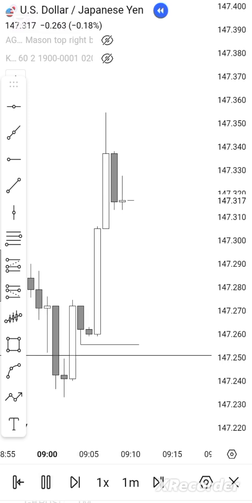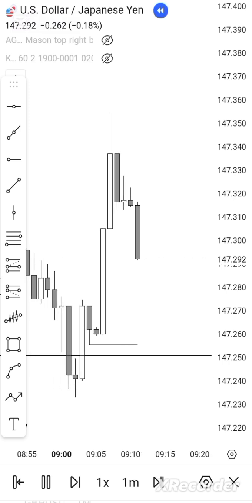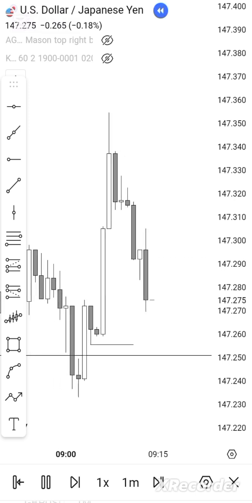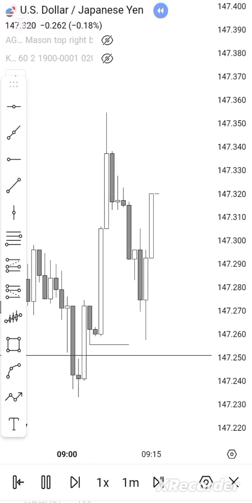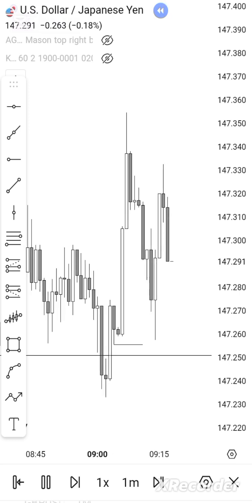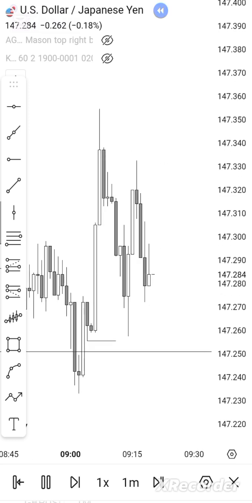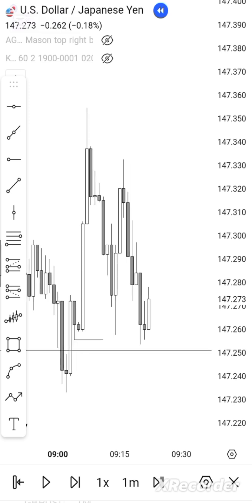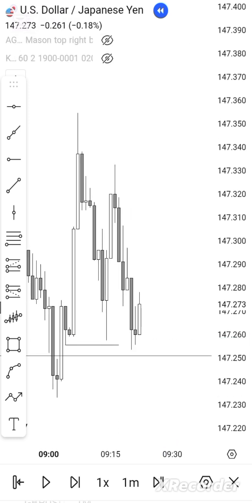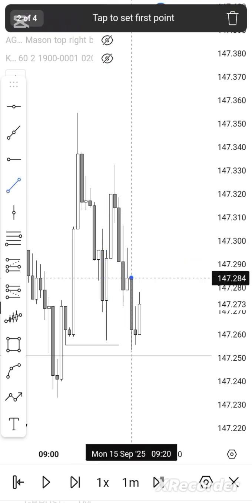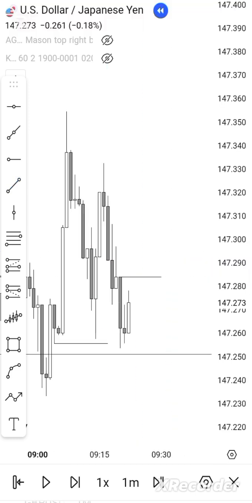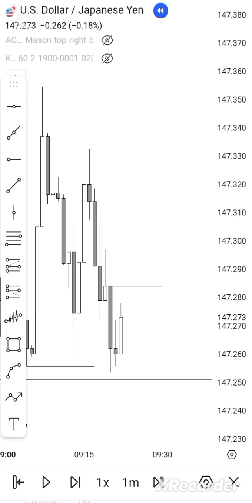Now let's see what price will do. Okay, we don't have a sweep yet. So you need to wait for price to come to you. Okay, now we have a sweep. Price has already swept this low. Can you see? We have a sweep already. Now what we are looking for is a breakout. We need to wait for a breakout. Now this is where MSNR comes in.